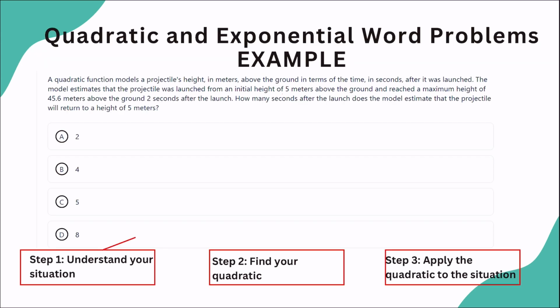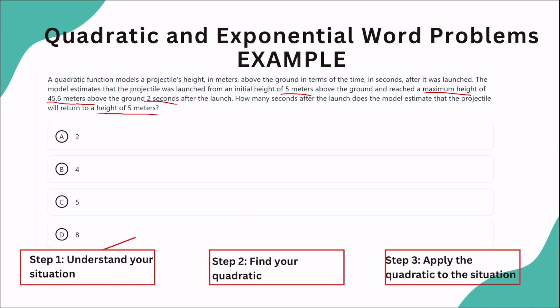So here's an example. A quadratic function models a projectile's height in meters above the ground in terms of time in seconds after it was launched. The model estimates that the projectile was launched from an initial height of 5 meters above the ground and reached a maximum height of 45.6 meters above the ground 2 seconds after the launch. How many seconds after the launch does the model estimate the projectile will return to a height of 2 meters?